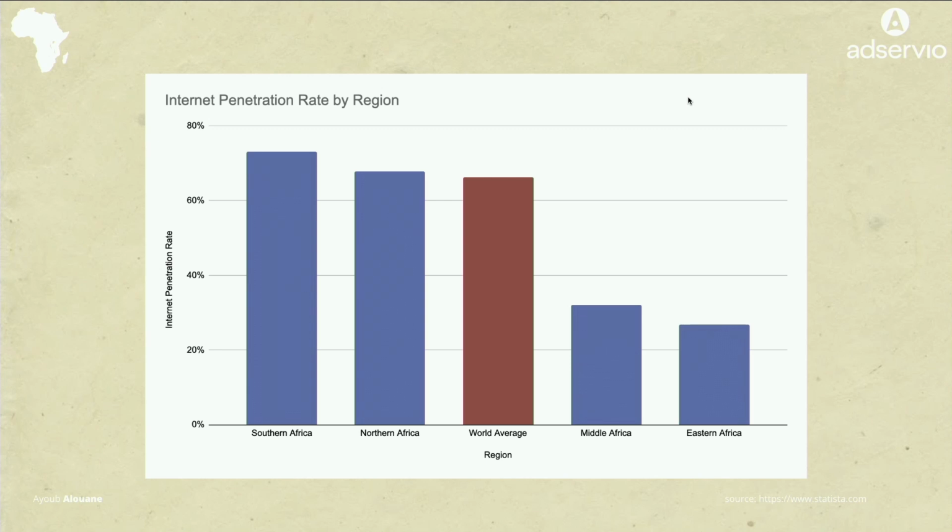Great, okay. So we have here the world average is 70%, I think, of penetration rate, and we have the middle of Africa and eastern of Africa that are less than 35%. So the question here is why I'm talking about that. The answer is very simple.